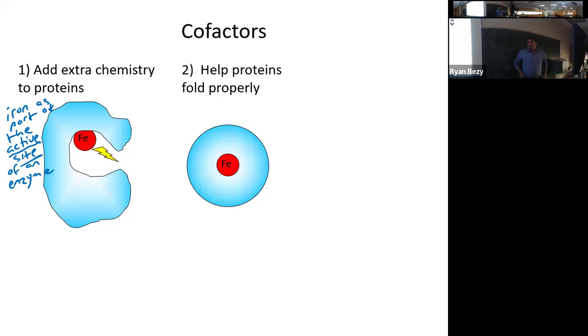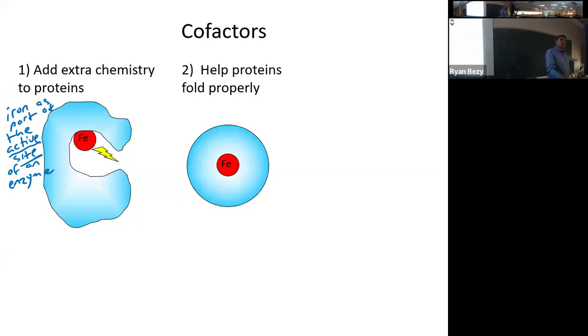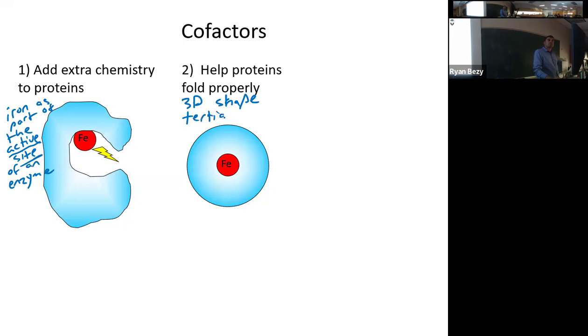Other cofactors, their job is just to help the protein fold up properly. So some enzymes don't fold up to their proper 3D shape. What's the name for the 3D shape? And what's that level of protein folding? Tertiary. Yep. So some cofactors are necessary for enzymes to fold up into their proper tertiary shape, 3D shape.